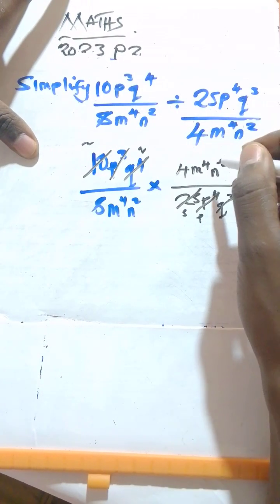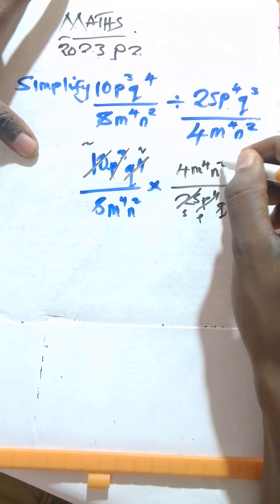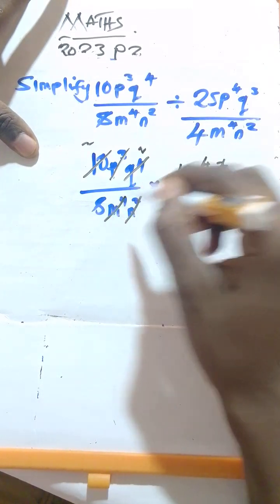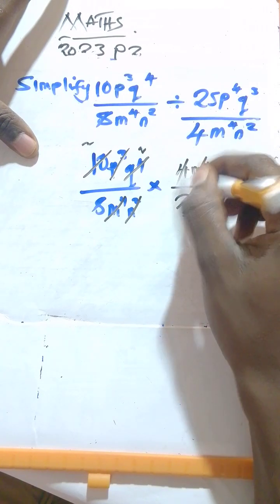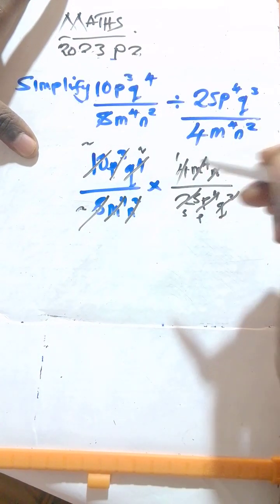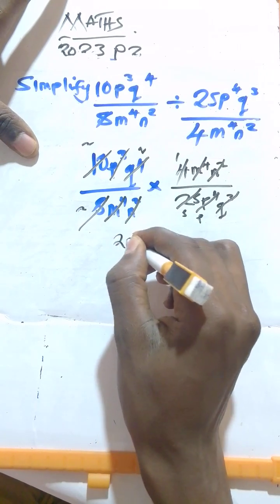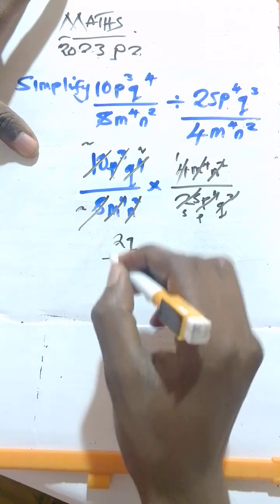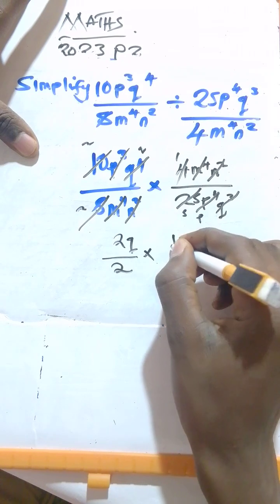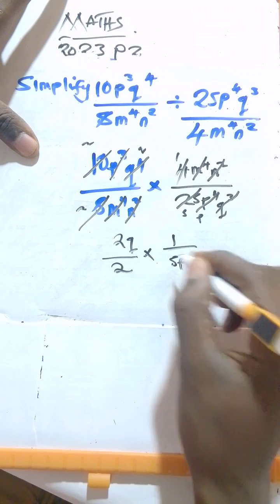Now we come the other way. We have 4m to the power 4, n to the power 2. So n to the power 2 and n to the power 2 cancel out. M to the power 4, m to the power 4 cancel out. So 4 into 4, 1. 4 into 8, 2. So what have we remained with? Here you have 2q over 2. Then we multiply. Here you have nothing, so in short, we have 1. Then here we remain with 5p.